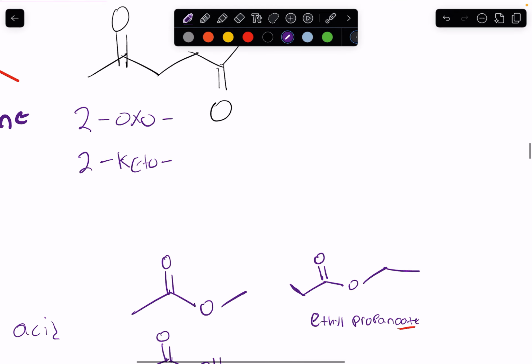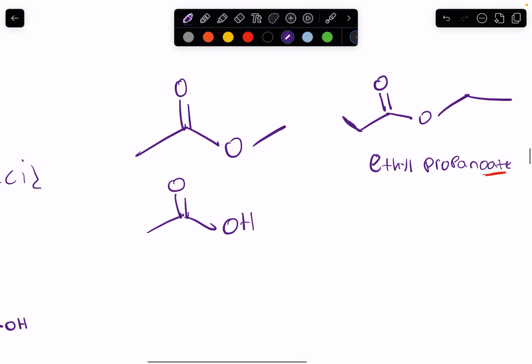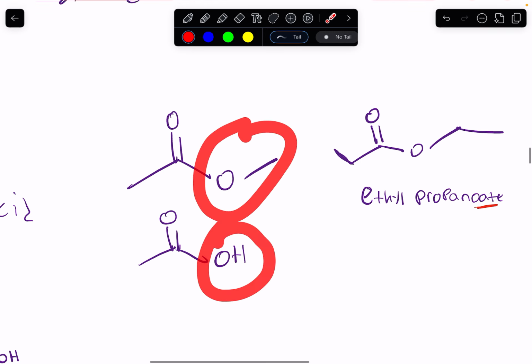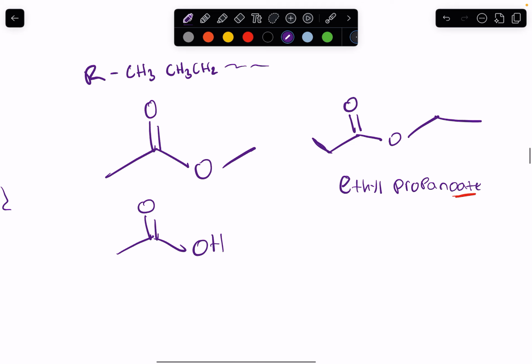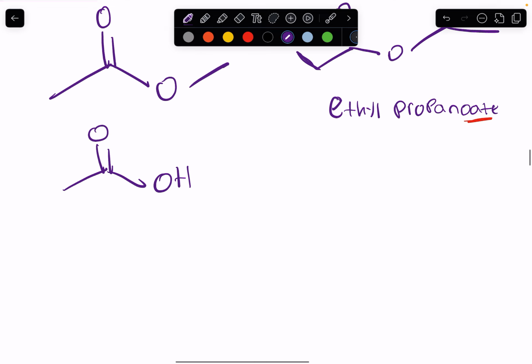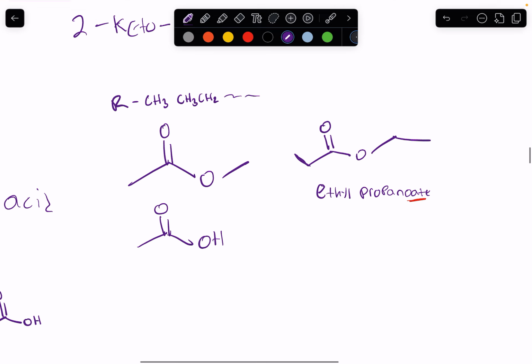So next is an ester. So an ester is when you replace your OH group with an OR group, and we're going to say R is any alkyl group. So like CH3, CH3, CH2, and then so on and so on. So yeah, the main difference is you replace the hydrogen with an alkyl group.